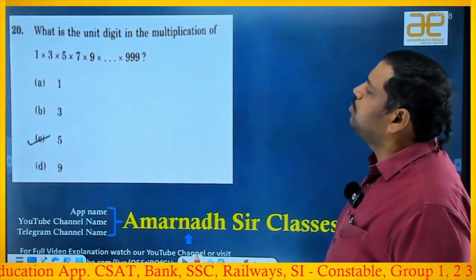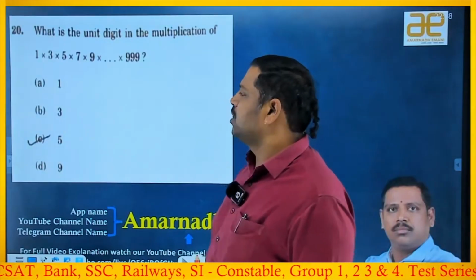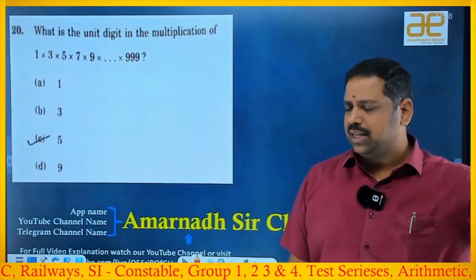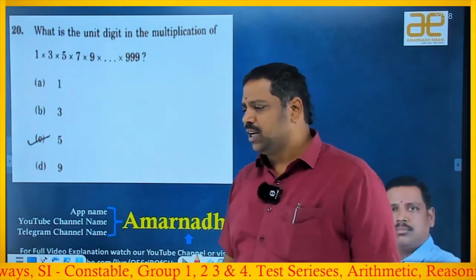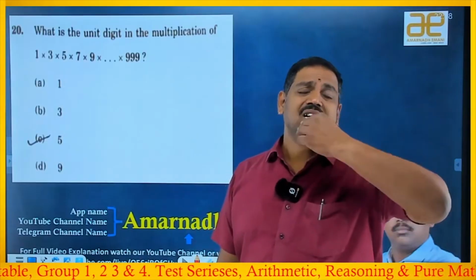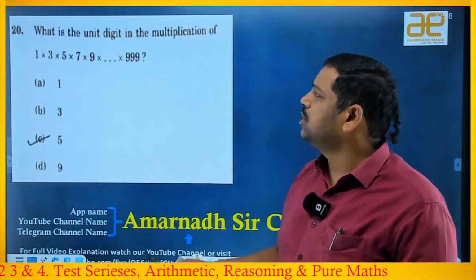What is the units digit in the multiplication of 1 into 3 into 5 into 7 into 9 and so on up to 999? By seeing this question, in general, students will get confused. If limited terms are given, or if they are given in terms of some powers, we can do it. But here he is giving so many terms, and I don't know how many terms there are.